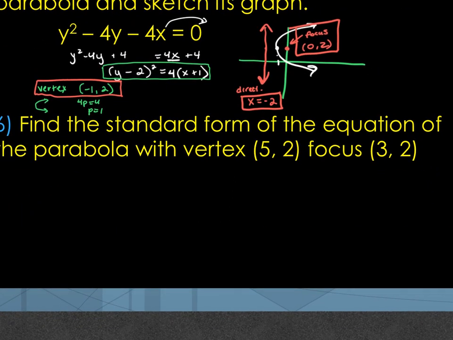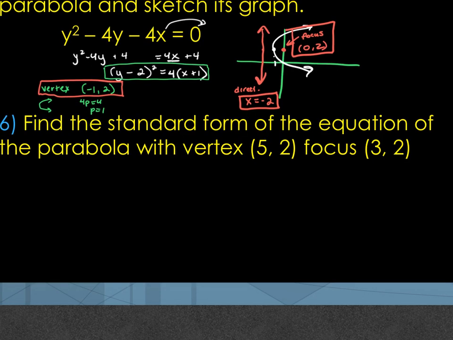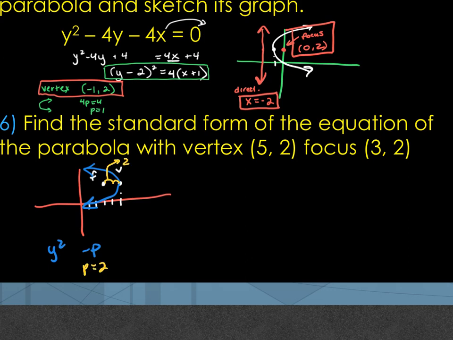Okay, 6 says find the standard form of the equation of a parabola with vertex (5, 2). So I'm already going to graph this. Vertex 5, 2: 1, 2, 3, 4, 5, 1, 2. Here's my vertex. Focus 3, 2. Here's my focus. Already I know this is a parabola that points left, which means it's a y squared with a negative p. I can also figure out p right now: 1, 2, it is 2. And now I've got all the information I need to plug it into my equation.